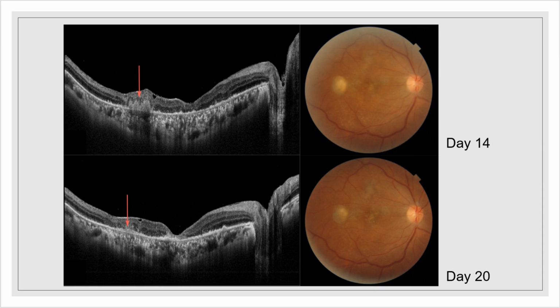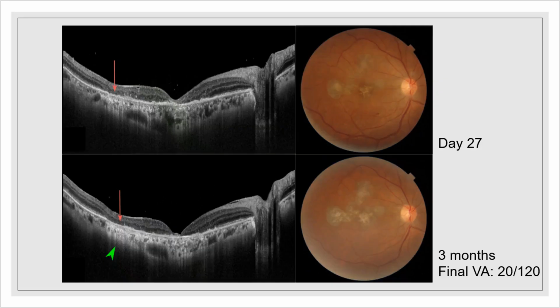OCT imaging of the lesion was used as a guide for treatment endpoint of intravitreal voriconazole injections. A total of 4 intravitreal injections were administered. Lesions healed completely with loss of outer retinal layers and foveal thinning. Final visual acuity was 20/120 at the end of 3 months. This is a rare case of Aspergillus flavus endogenous endophthalmitis in an immunocompetent male with a good visual outcome. Thank you.